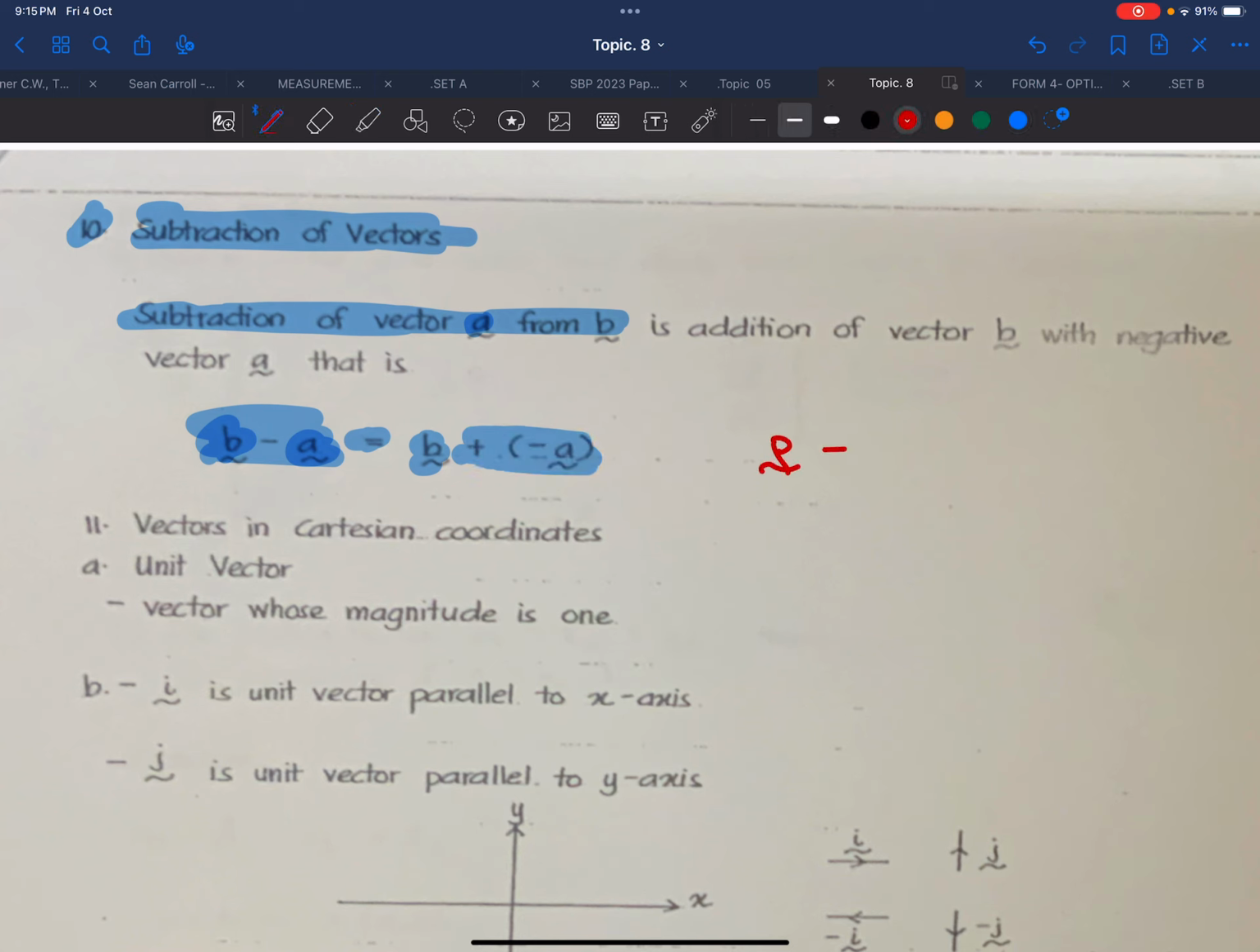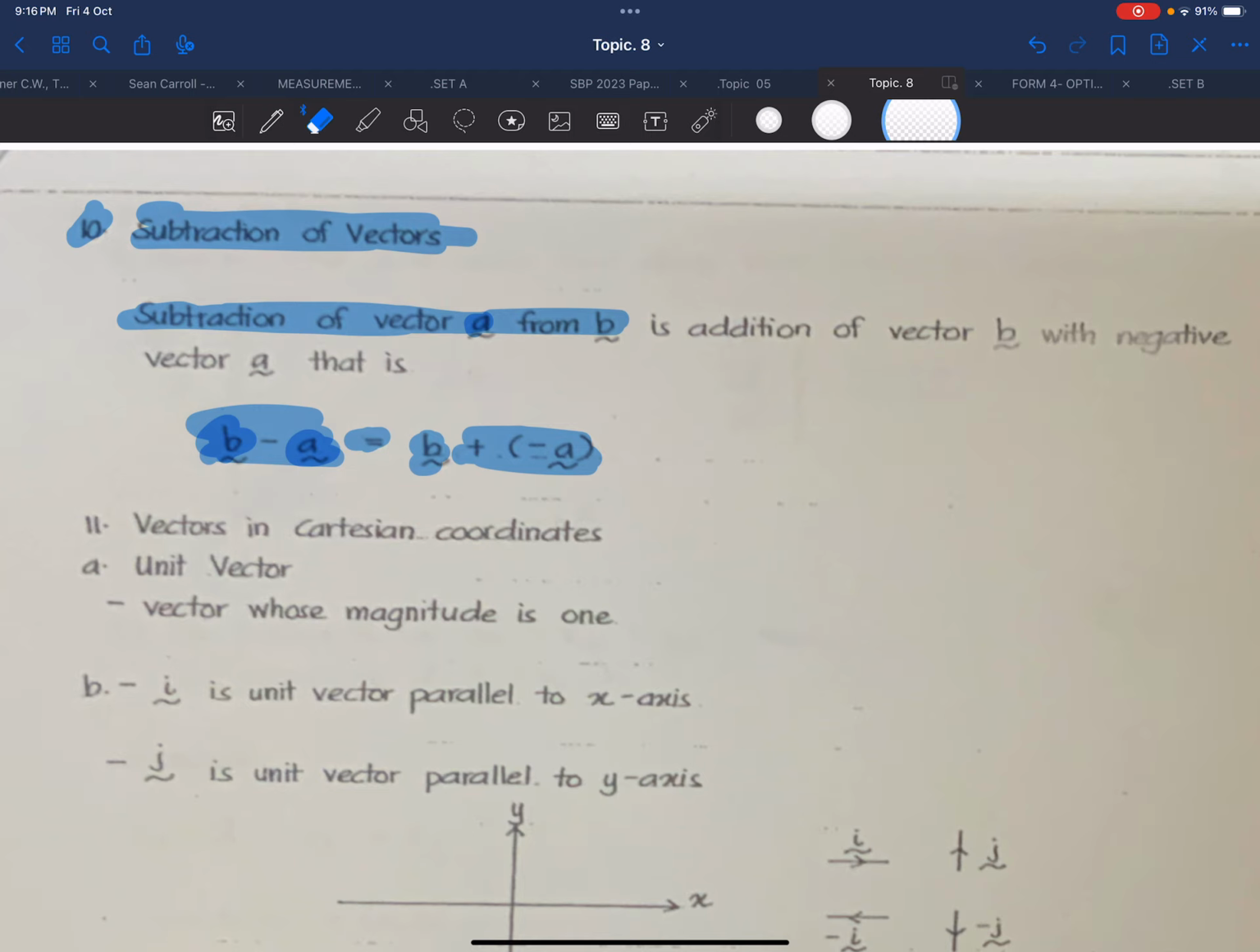So if I have a vector P minus R, it is actually P plus negative R. Okay? So in vectors, we don't have minus. It must be plus of the negative vector. In vectors, we don't have minus. It is actually plus the negative vector. Just take note of that.